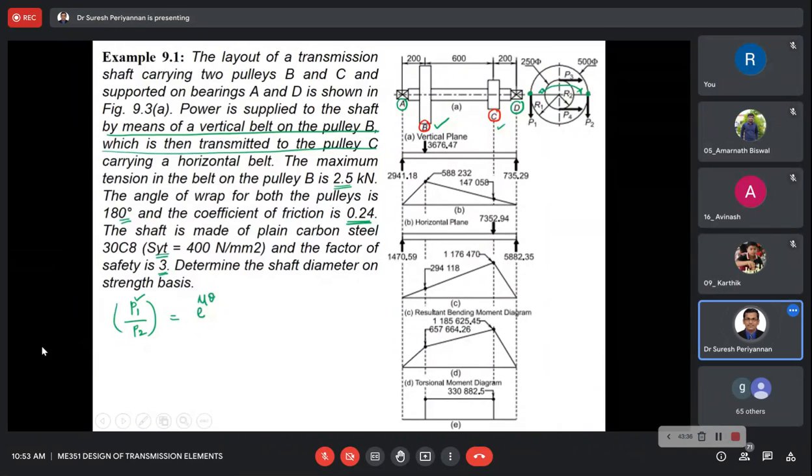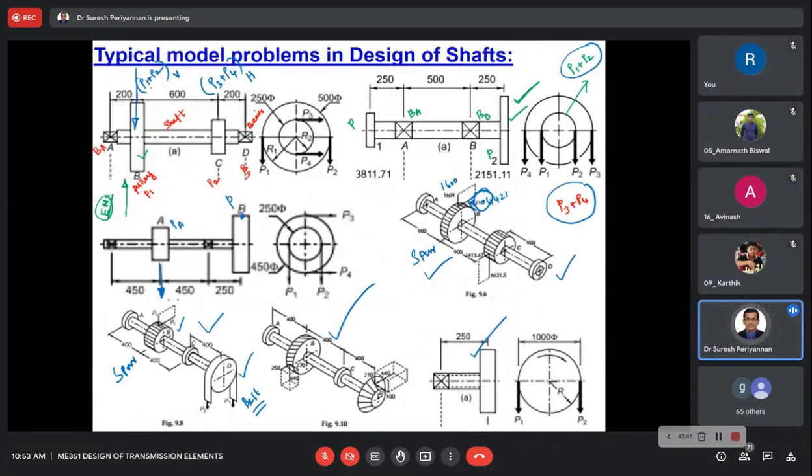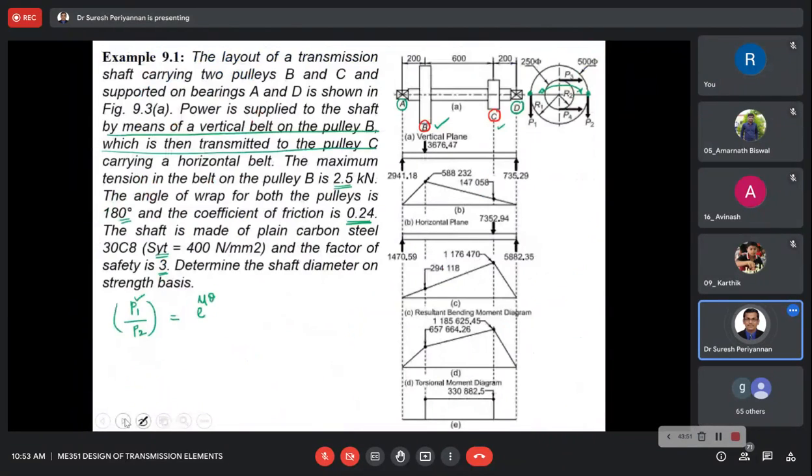Now P1 is given. As I told you, we have to find P1 and P2. Then only are we able to find the total load acting at a particular point of the shaft. Hence I would like to find P2. Now P1 is given, mu is 0.24, the coefficient of friction, and theta is 180 degrees. Converting to radians, it is pi radians. Then we are able to find P2. Now these are the diagrams.